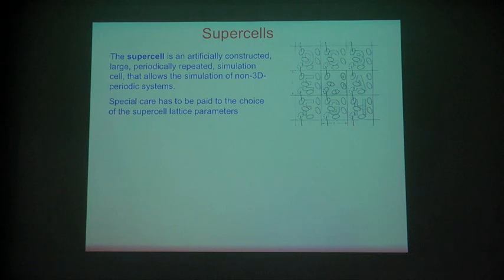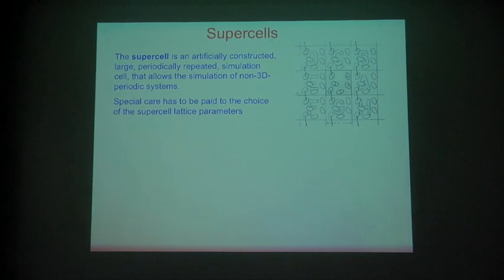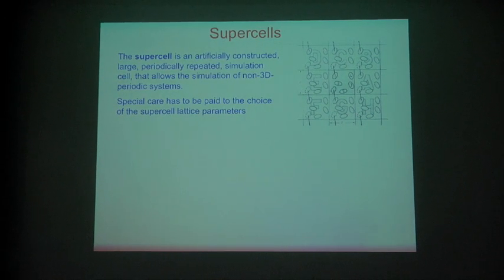Now I come to the title of my presentation, the supercell approach. So I have to tell you what is a supercell. A supercell is an artificially constructed, large, periodically repeated simulation cell that allows the simulation of a non-3D periodic system. If you take a periodic system like copper, which is FCC, you know where the atoms are, and you can easily find a unit cell, and that unit cell repeats with Bloch periodicity, FCC.